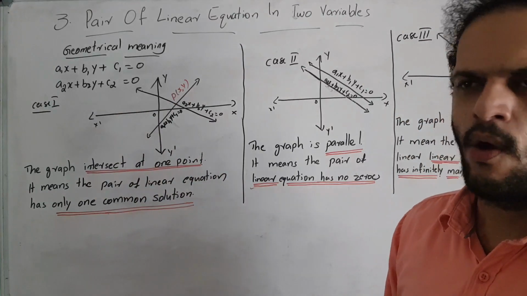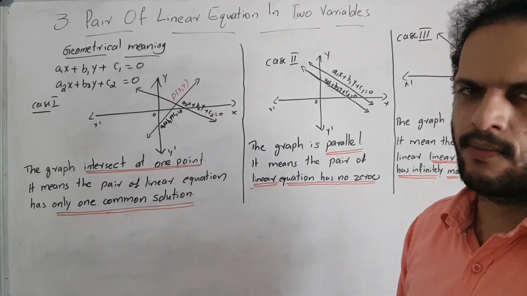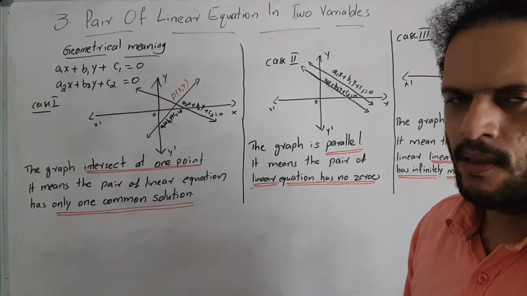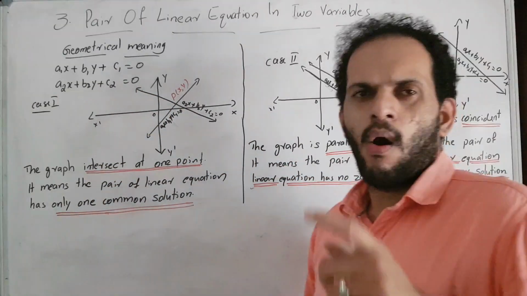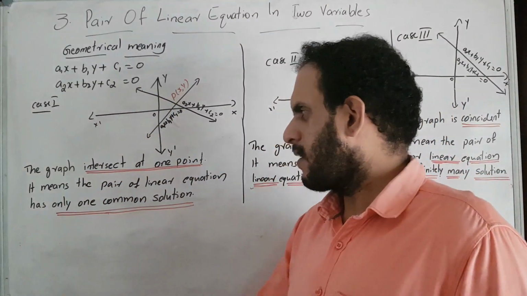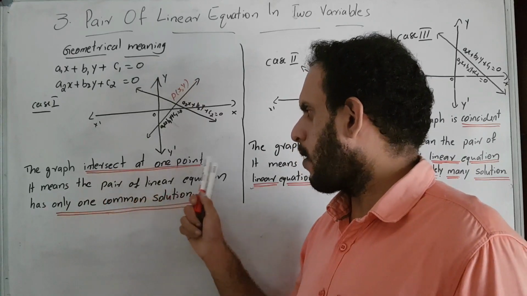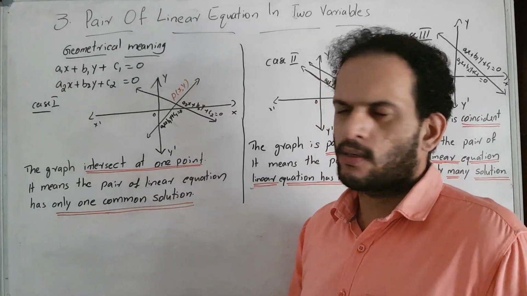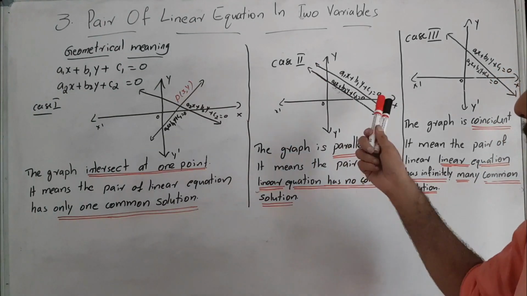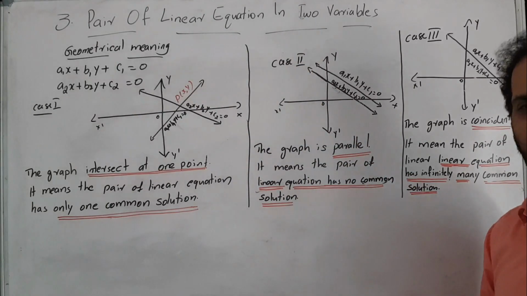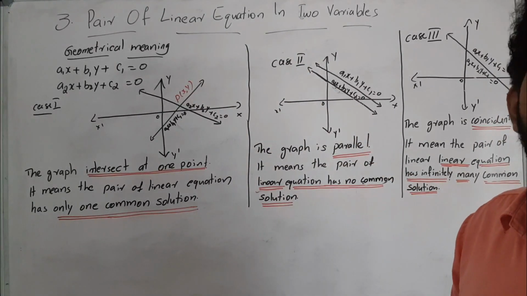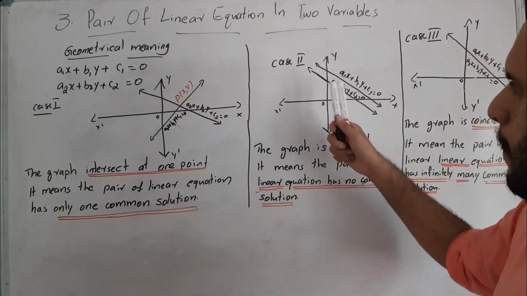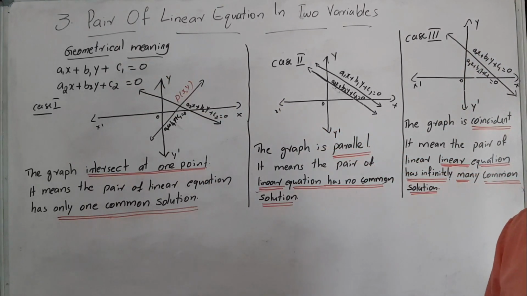What is the meaning of the graphs intersecting? The graphs intersecting at one point means the pair of linear equations has only one common solution. Sometimes the graphs are like this. The graphs never meet anywhere, which means the graphs are parallel. The graphs being parallel means the pair of linear equations has no common solutions.